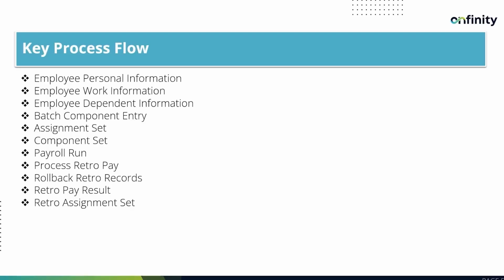To begin with the key process flow, there are certain windows in the system that you need to maintain before you can process payroll. This includes the Employee Personal Information window. Here, you define the employee's personal details, such as their bank account information, marital status, and nationality.